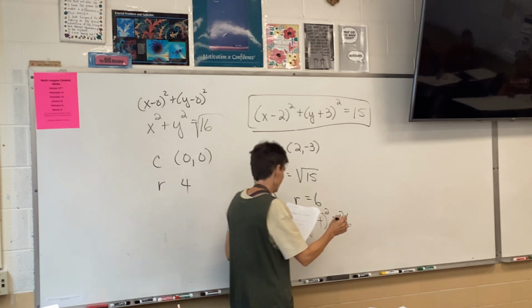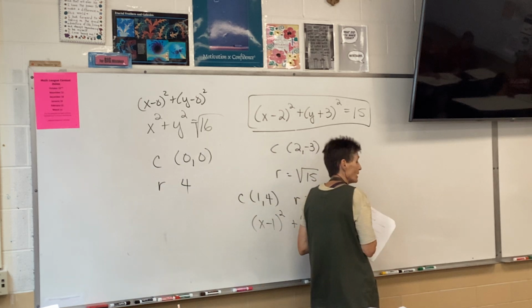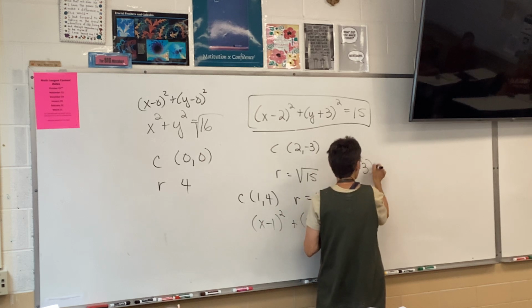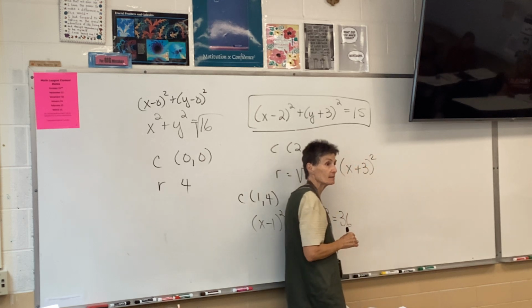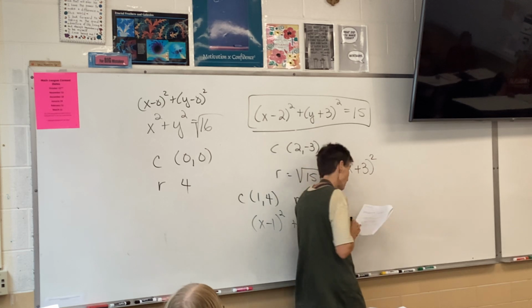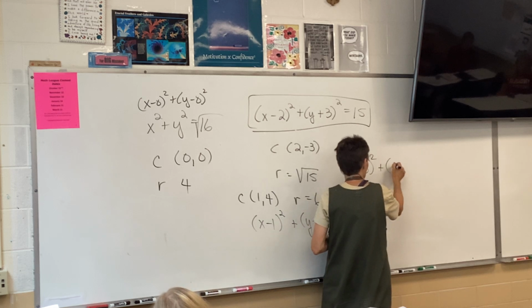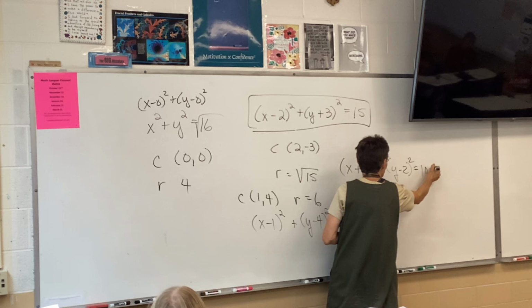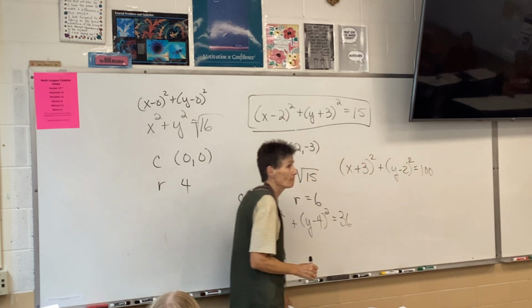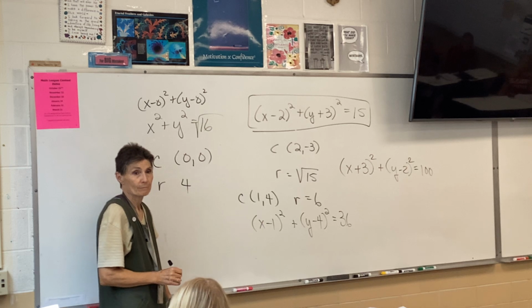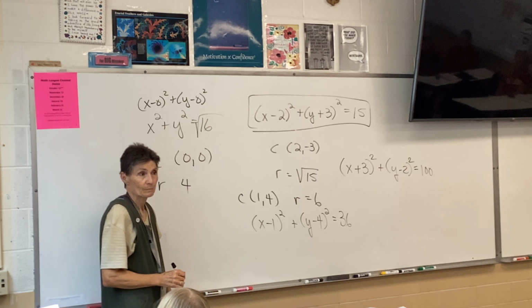What's b? You can tell me what b is in the equation. X plus 3. Everybody get plus there? Because it's technically minus a negative. It's opposite. So x plus 3 squared plus y minus 2 squared equals 100. Beautiful. You got that?